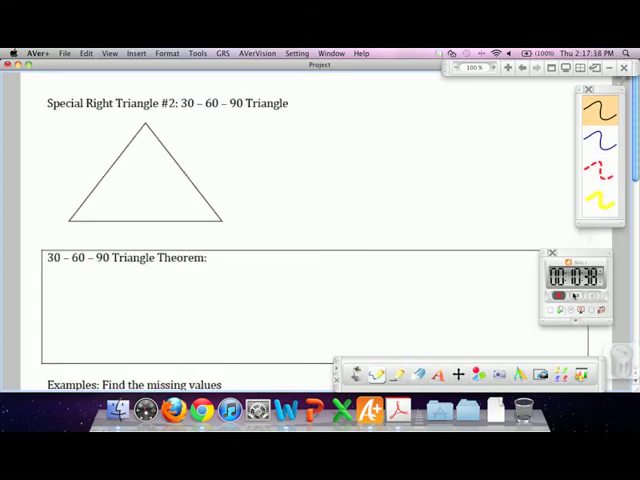Our second special right triangle is going to be made from an equilateral triangle. So if I take an equilateral triangle, what are the degree measures of an equilateral triangle? 60, 60, and 60.